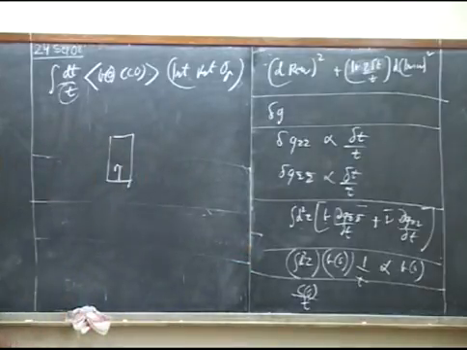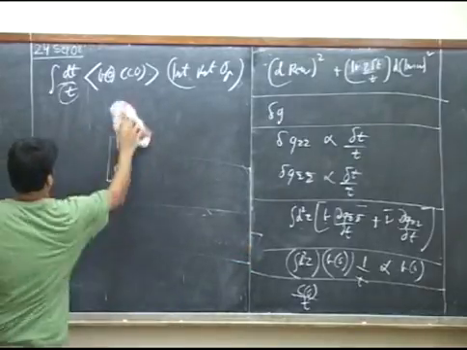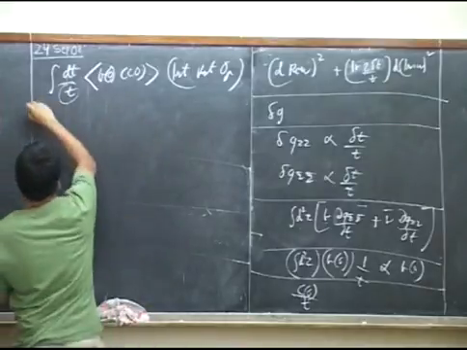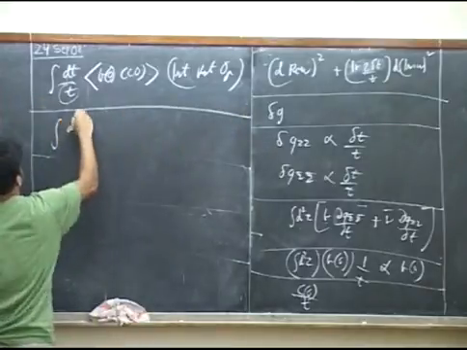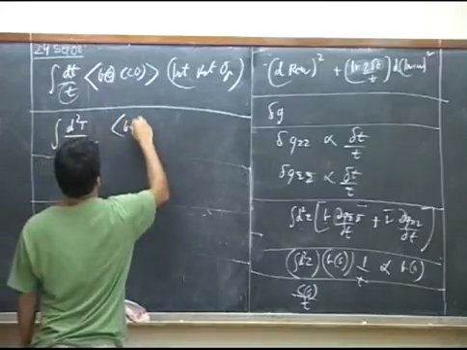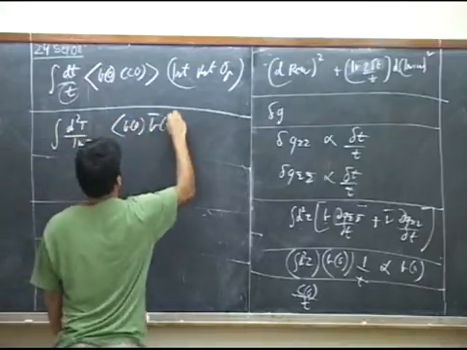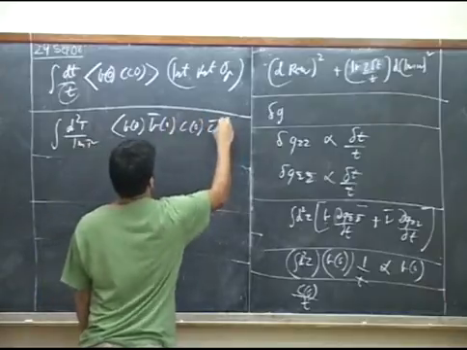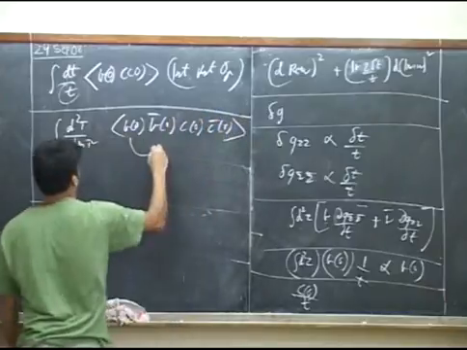Is this clear? So remember, this is the answer for the open strings, and the answer for the closed strings was d2 tau by mu tau, and b0, b bar 0, c0, c bar 0. This is closed.